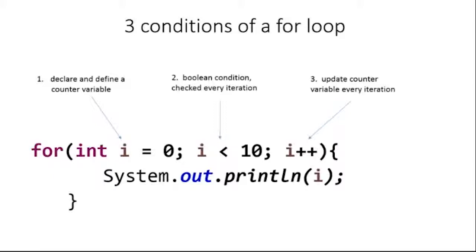Right, exactly. If you wanted to go to 10 and have 10 execute as well, then you'd have less than or equal to there. So that's totally fine. Does everyone see that?